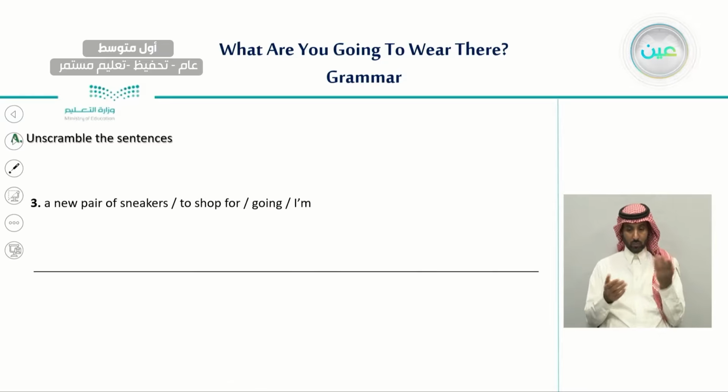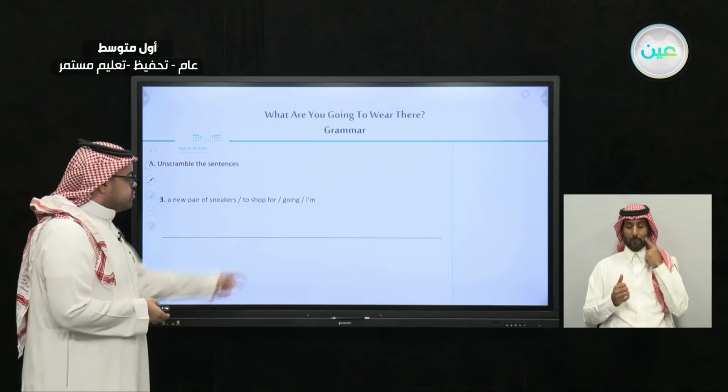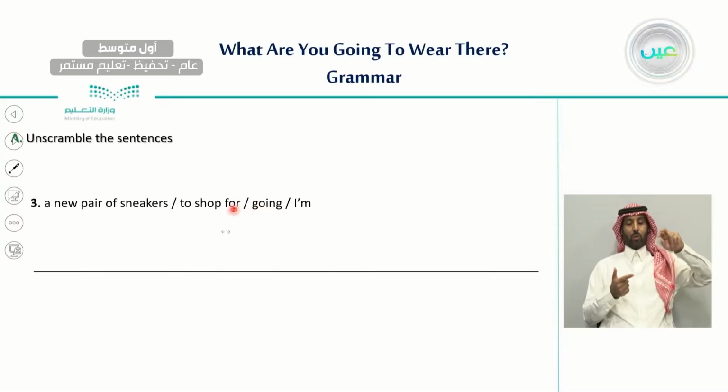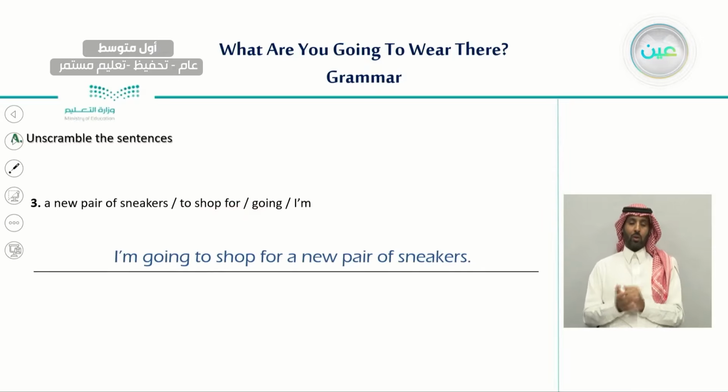And number 3: a new pair of sneakers, to shop for, going, and I'm. So what is the first thing we start with here? Very good. The first thing we start with is I, and then am. And what comes after am is going to, and then a verb, shop, and then we continue the sentence. So the sentence will be, I am going to shop for a new pair of sneakers.